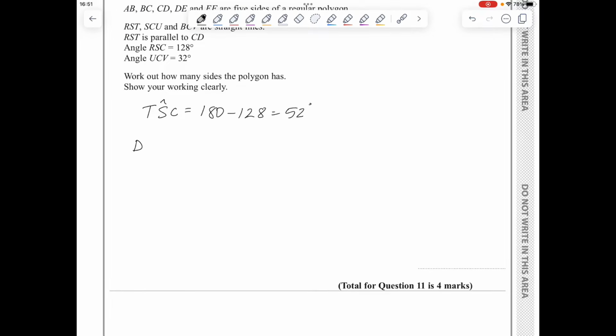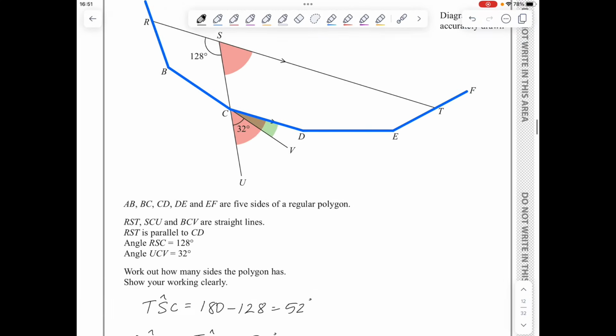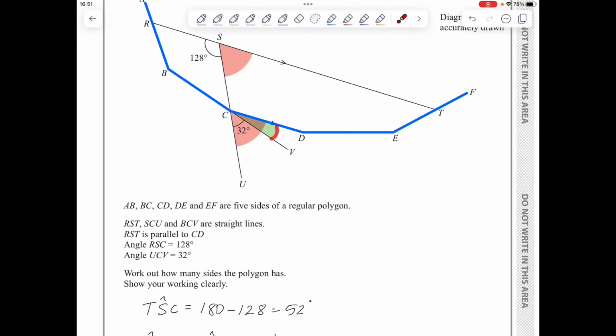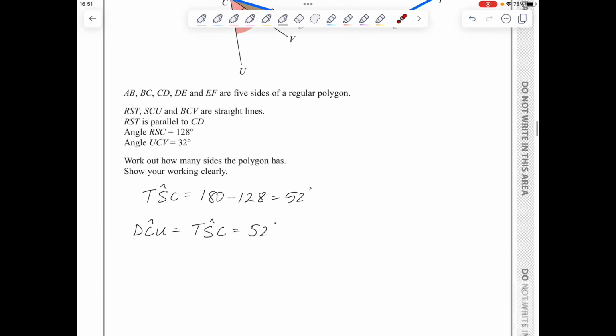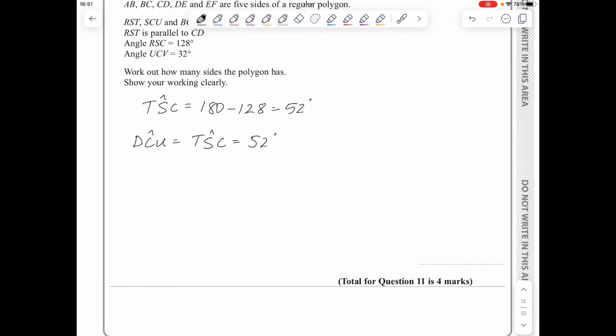So DCU comes out to be the same as TSC, which is 52. And then I will work out this green angle, which is the whole of this minus 32. So DCV equals 52 minus 32, which is equal to 20.